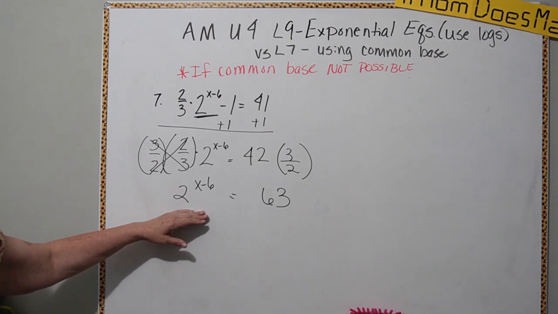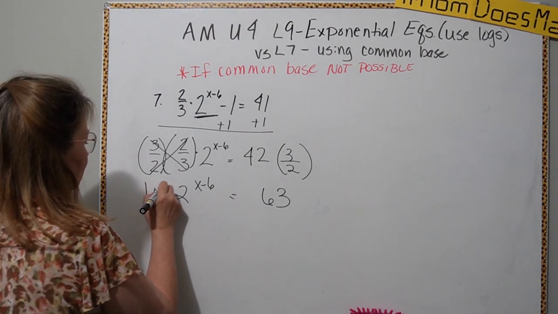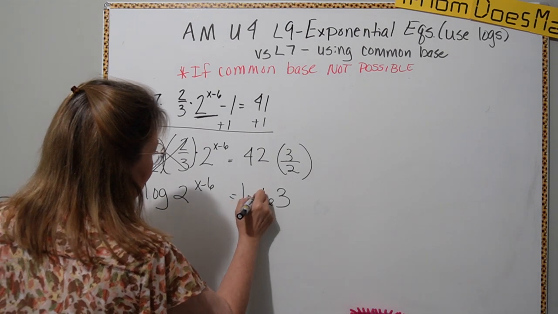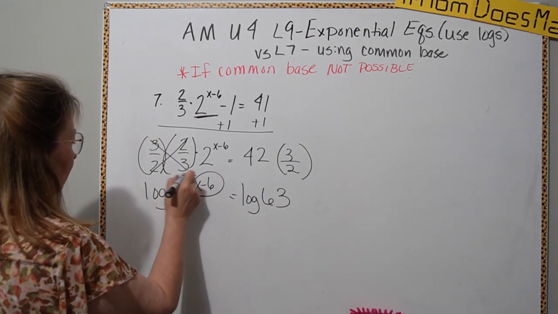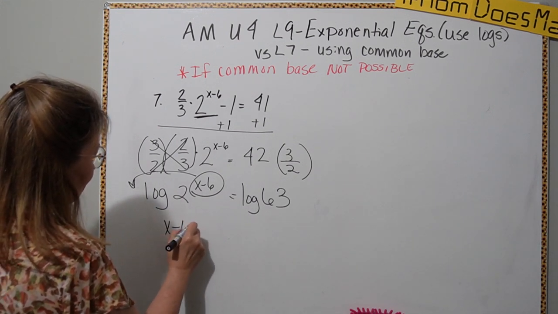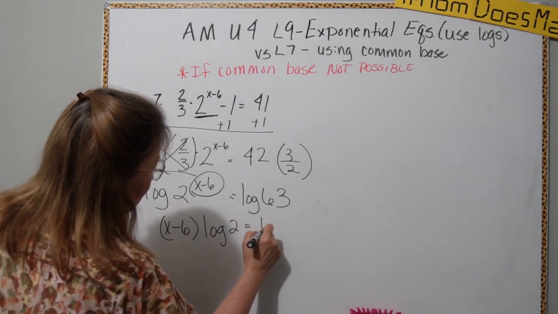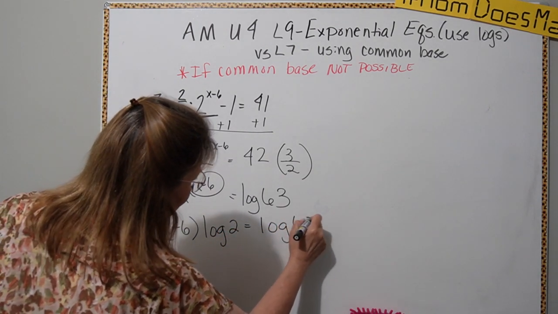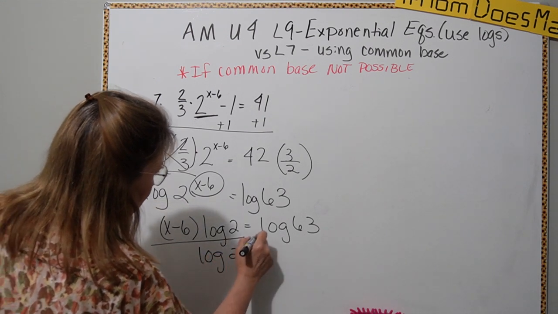And our exponential is isolated, so we are ready to take the log of each side. So log here, log here. Now I'm going to take the power and bring it around here so that I have x minus 6 times log of 2 is equal to log of 63. And same thing, we're going to divide both sides by log 2.